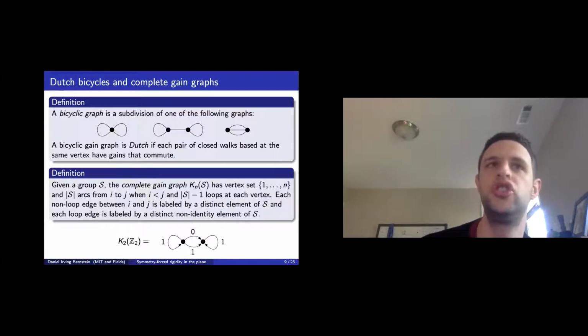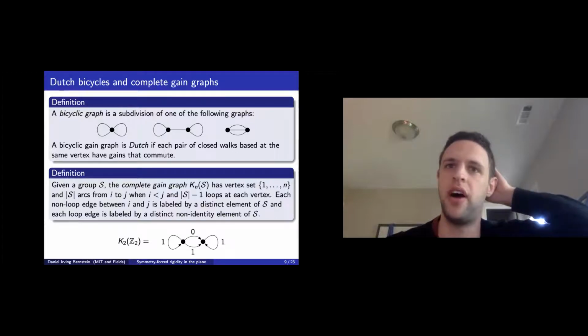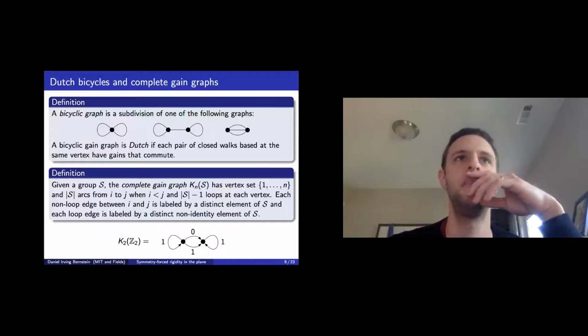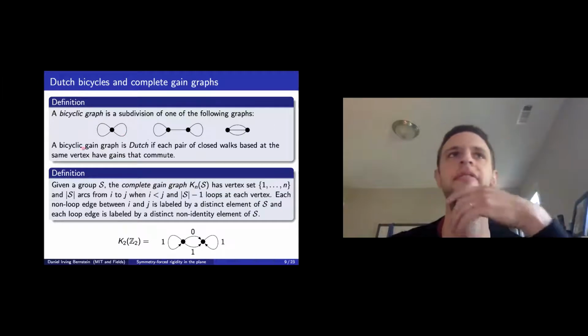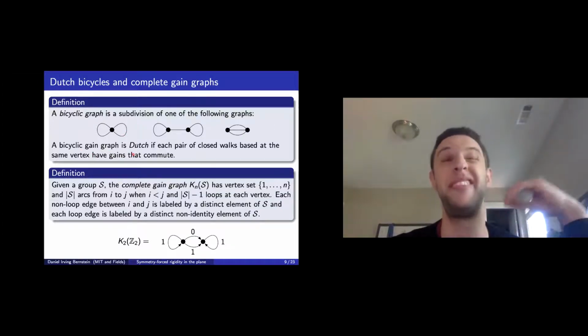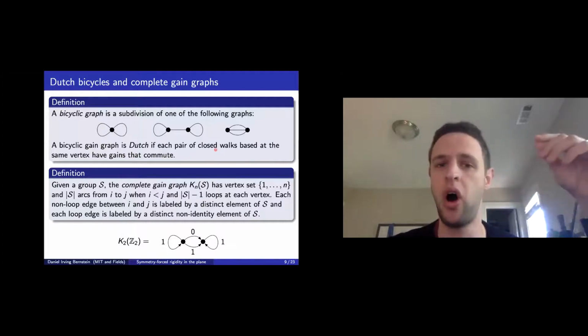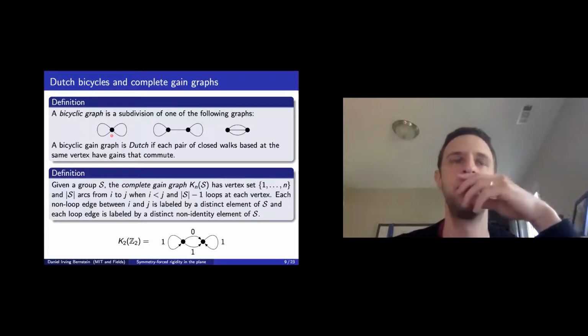And just two other definitions that I need before I state the theorem and then start talking about the proof. This first one is maybe not so familiar. Okay, so a bicyclic graph, this is familiar. It's a subdivision of one of the following graphs. And I will say that a bicyclic gain graph is Dutch if each pair of closed walks based at the same vertex have gains that commute.